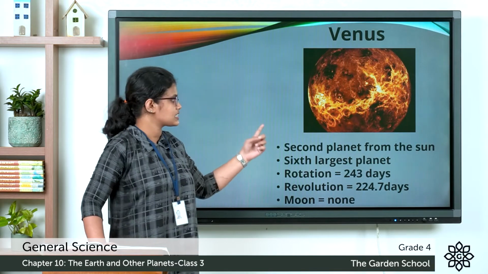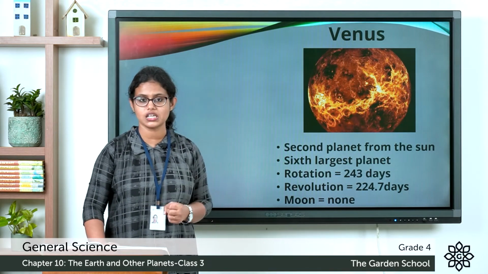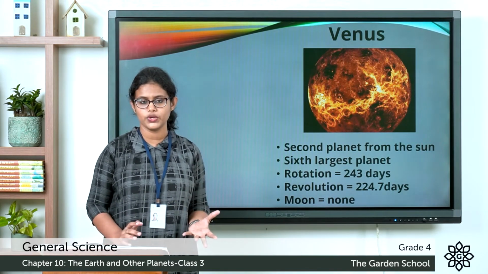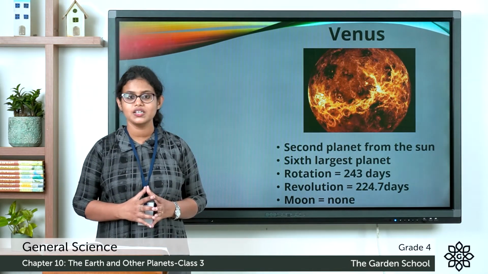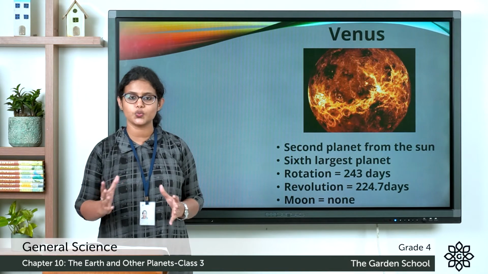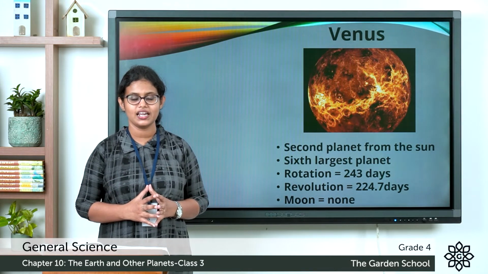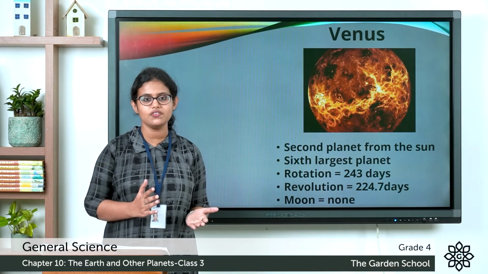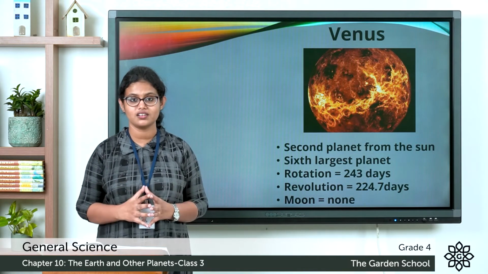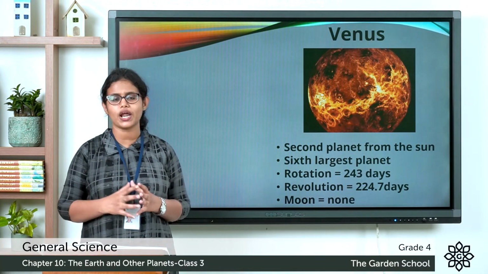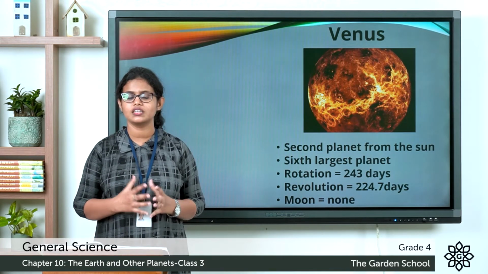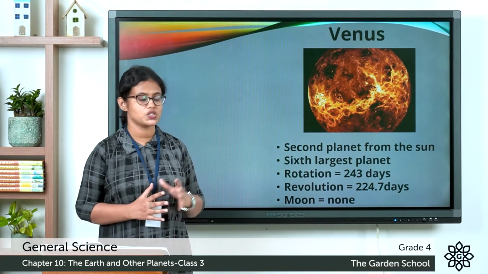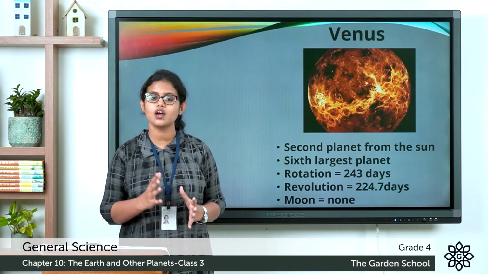It is the second planet from the sun. Venus and the Earth look almost the same in size, so we call it Earth's twin. It is also called the evening and morning star because it shines so brightly as it appears soon after the sunset and dawn. So that is about the planet Venus.